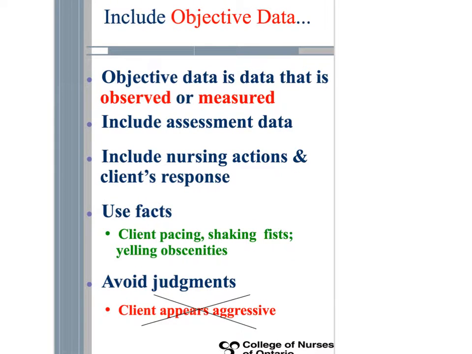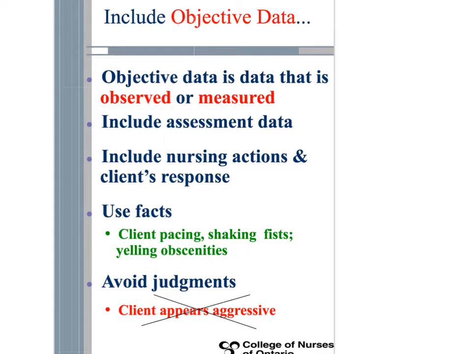In addition to subjective data, we also want to include some objective data. So objective data is anything that you can see or measure, or anybody else could see or measure the same thing, that the skin is red and itchy, that the incision is 10 inches long, etc. And we want to use facts. We don't want to use judgments. So the client appears aggressive would be a judgment.